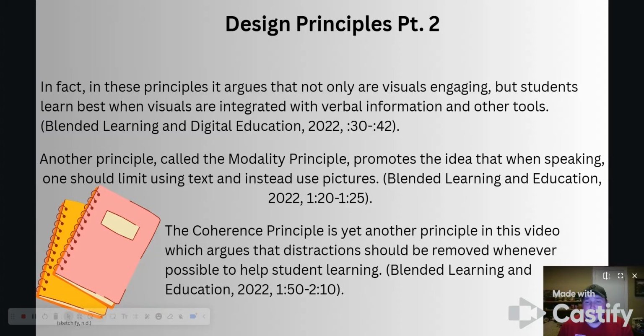The coherence principle is yet another principle in this video which argues that distractions should be removed whenever possible to help student learning.